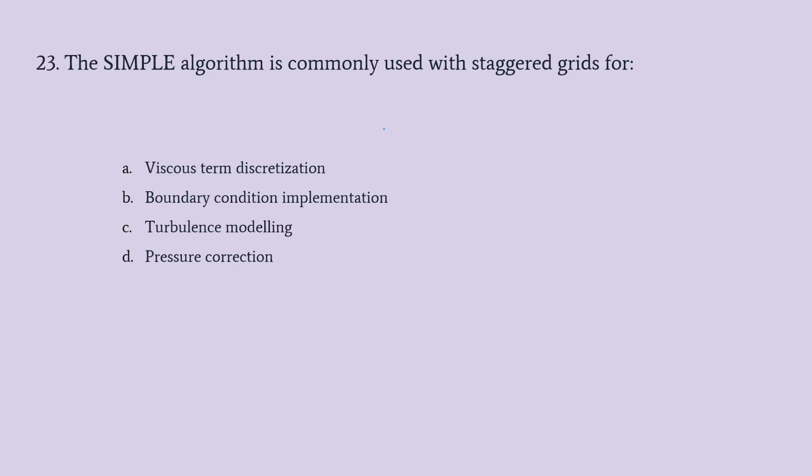Next question. The SIMPLE algorithm is commonly used with staggered grids for what? So when do we use the SIMPLE algorithm with the staggered grids? Option A, viscous term discretization. Option B, boundary condition implementation. Option C, turbulence modeling. Option D, pressure correction. This is also an easy question. Try to answer that.